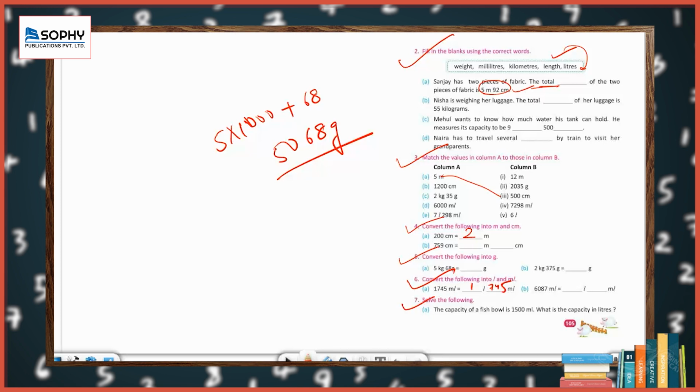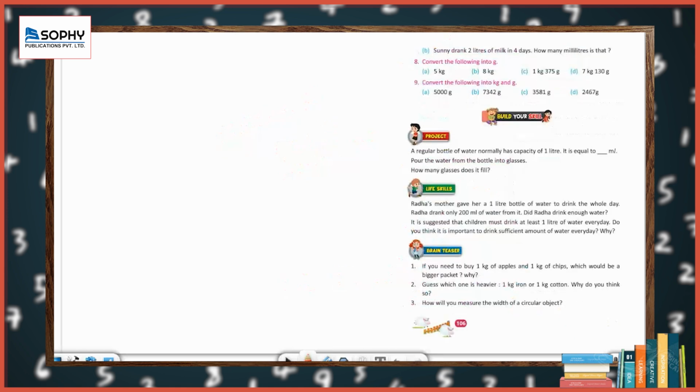In the seventh one, we are told, students, the capacity of fish bowl is 1500 milliliter. What is the capacity in liter? Very good students, that is 1 liter 500 milliliter. In the next one, we have to convert the following into gram, that is equal to, very good students, 5 into 1000, that is 5000 gram. In this one, we have to convert it into kilogram, so that is equal to 5 kilogram.